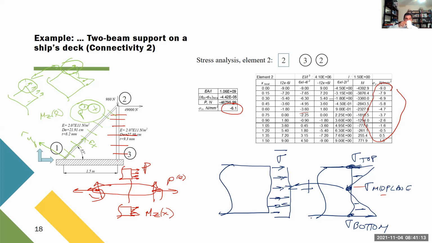Any more questions, people? Any more questions?